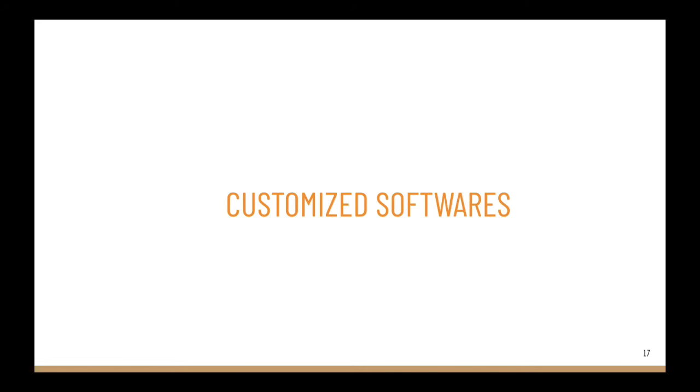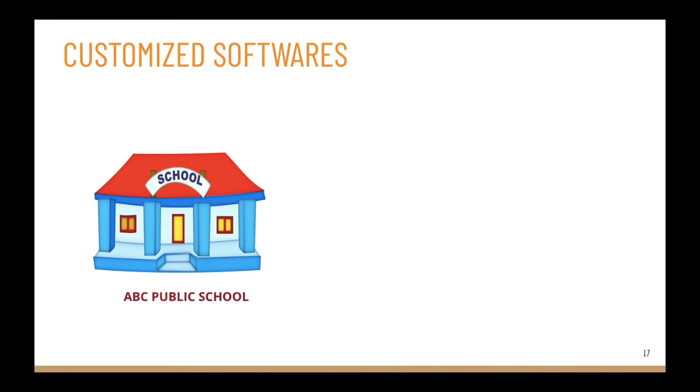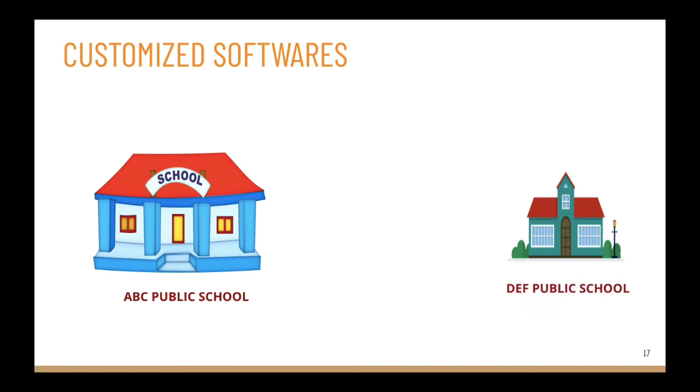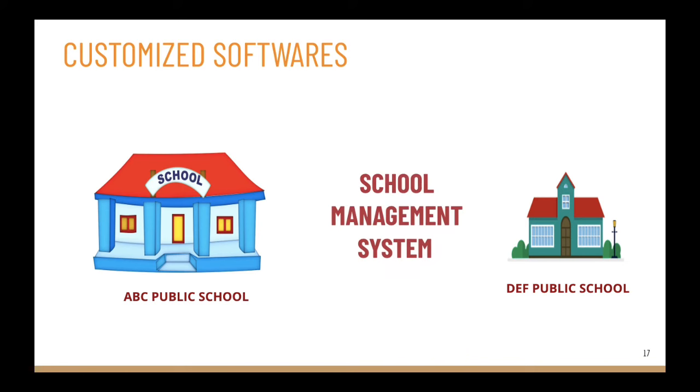Customized means if someone makes something only for you or only for a small group of people, it's known as customization. Here, let's take an example. Let's say we have a school called ABC Public School and we have another school called DEF Public School. Now different schools require something known as a school management system. It is a software which is required by different schools. Now the working procedure of ABC Public School and the working procedure of DEF Public School, will it be the same? Many things will be the same, but many things will be different also. Therefore, the school management system built for ABC Public School will not be effective for DEF Public School.